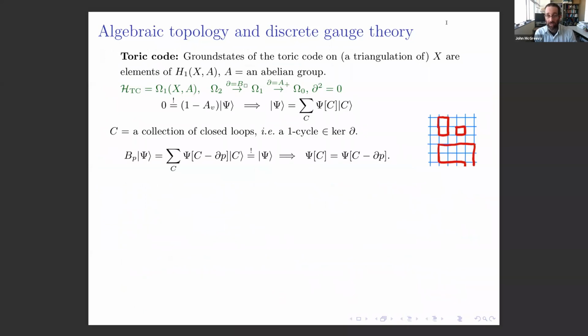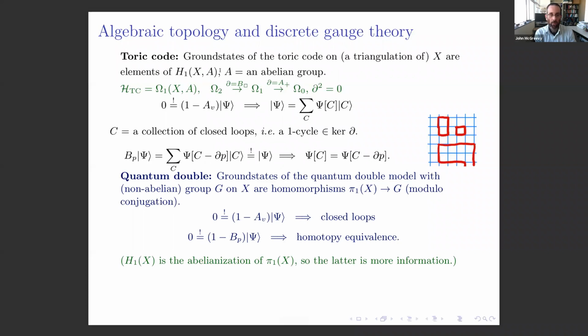We're going to think about discrete gauge theory living on the complement of a knot. And I'm going to say this slide in just two sentences. It's maybe a familiar fact that the ground states of the abelian quantum double model, that is the toric code, compute the first homology. So the ordinary one-form toric code produces the first homology of the space, and the quantum double gives more refined data. The ground states of the quantum double model are homomorphisms of the fundamental group into the gauge group G, modulo conjugation. The idea is that demanding the star terms give one produces closed loops, and demanding the plaquette terms give one produces the homotopy equivalence. So the quantum double model gives more information than the abelian toric code.